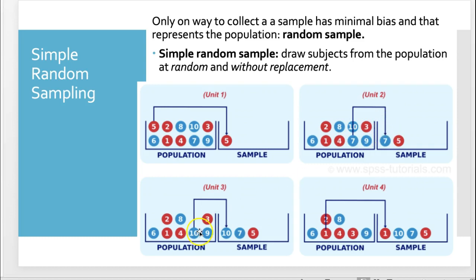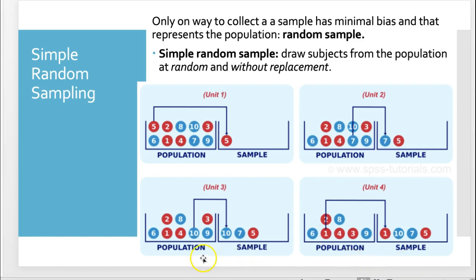Then I go again to get my third observation, and there are only 8 marbles left. I shuffle them around, randomly select 10, pull it out and put it here. And then for the last one, with the remaining 7, I shuffle them around and select this red 1.